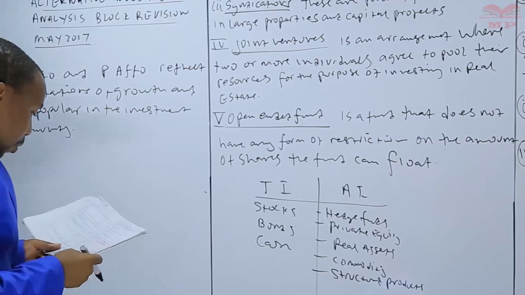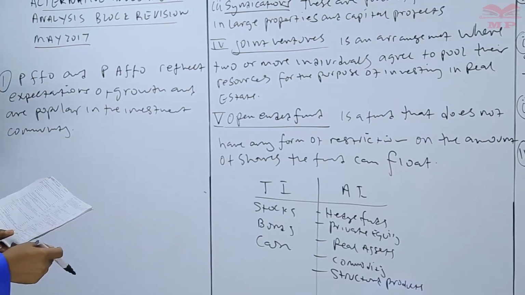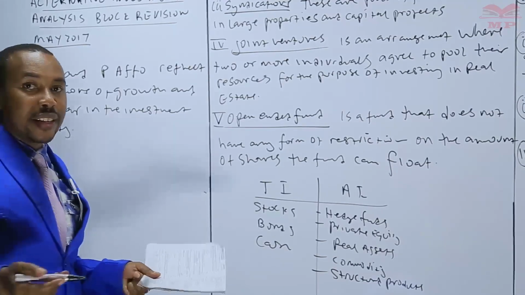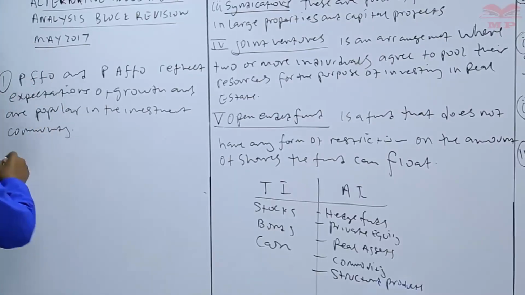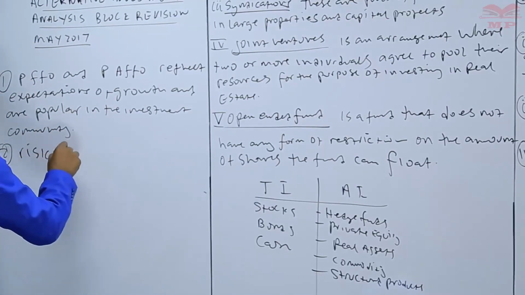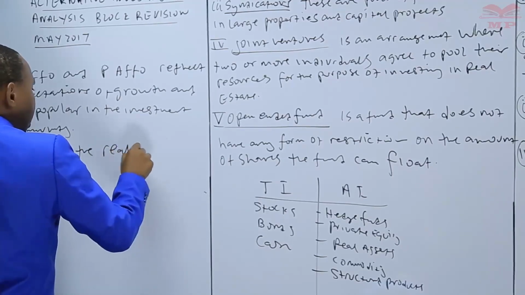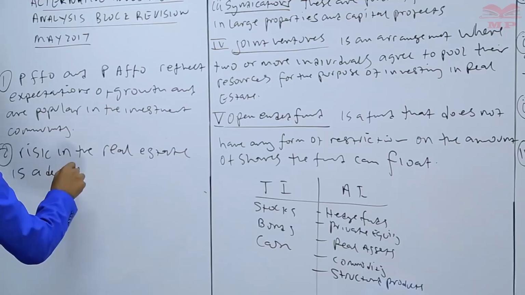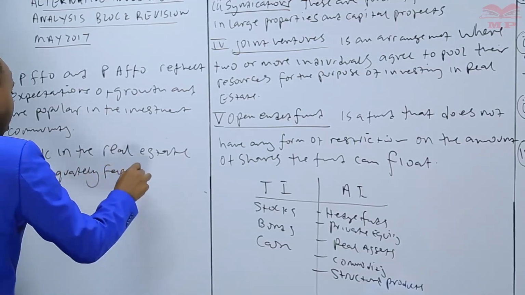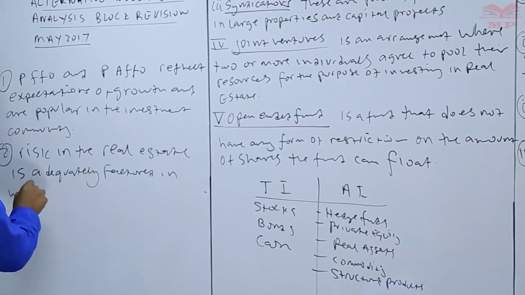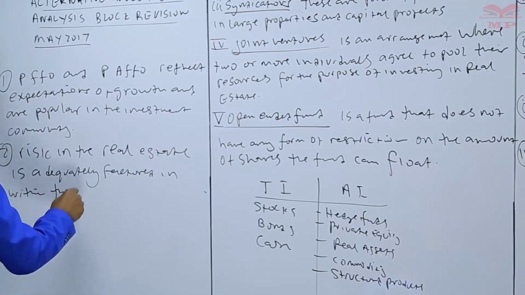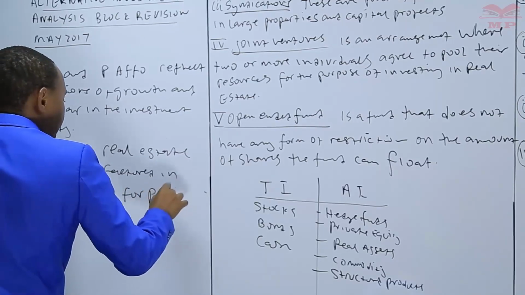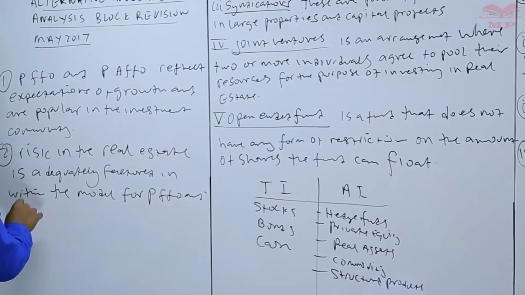We can also say that, number 2, risk in the real estate is adequately factored in within the model for PFFO and PAFFO.